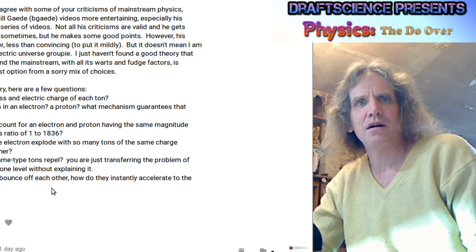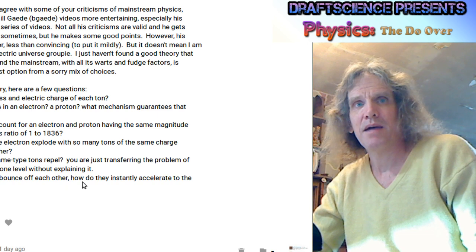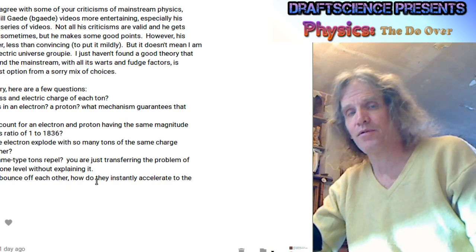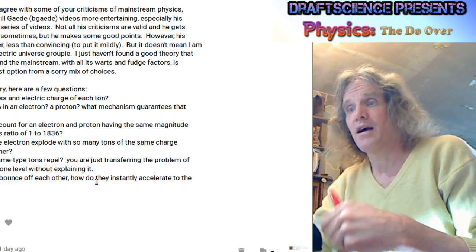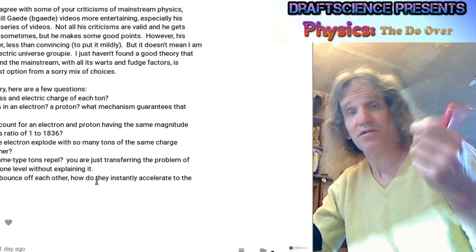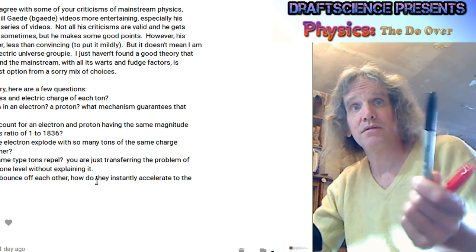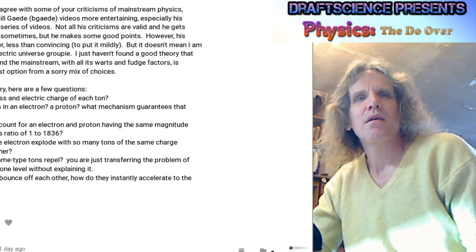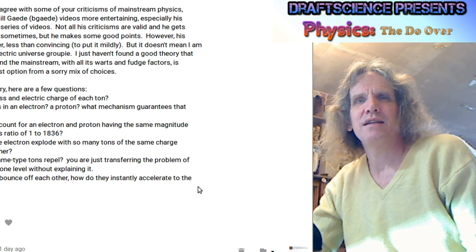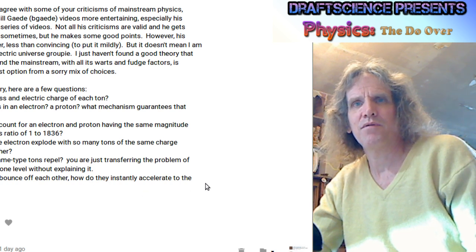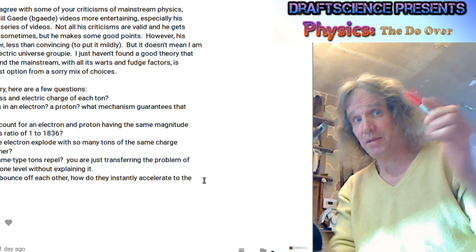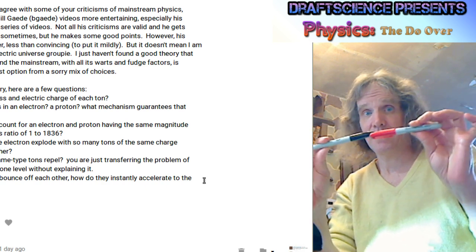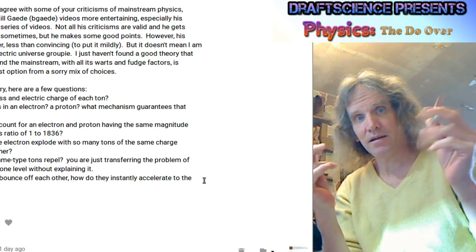Okay. The force bits don't bounce off each other. Force bits only hit the matter bits. Force bits only hit electrons and protons. Okay? Matter interacts with force bits, but there's no force on force or matter on matter. Those things don't happen. How do they instantly accelerate to the speed of force? Well, they don't. There's two things going the speed of light. They hit. Two things leave going the speed of light.